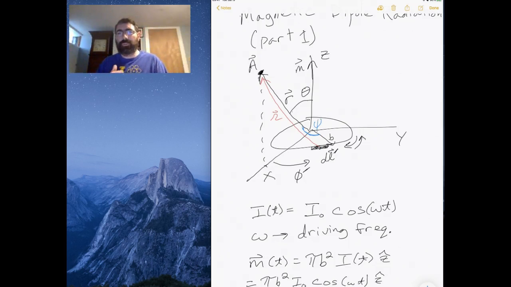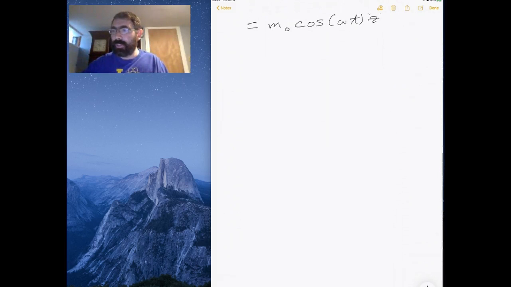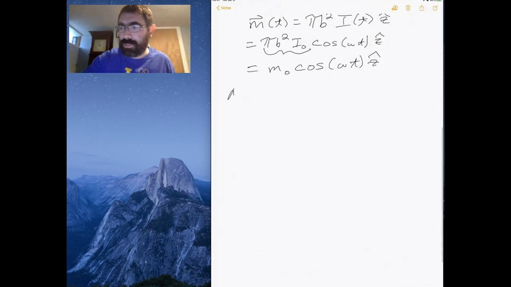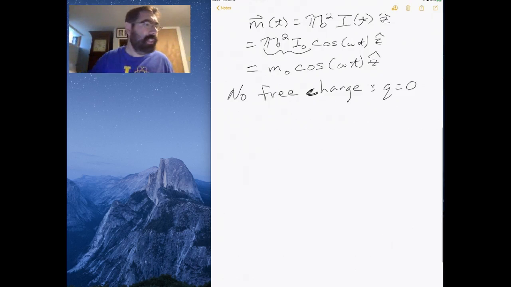Okay, so now we've written out all of the parameters to the problem. We can now put them into equations. The first thing we can note is that there's no free charge, so Q is equal to 0. And it also implies that V is equal to 0. So there's no electric potential because there's no charge.